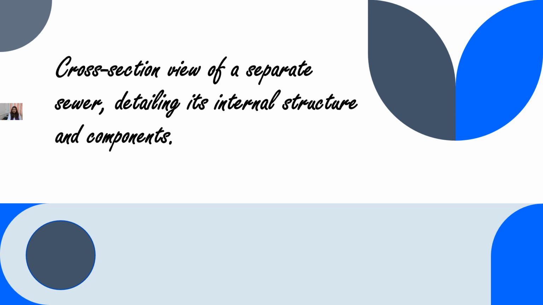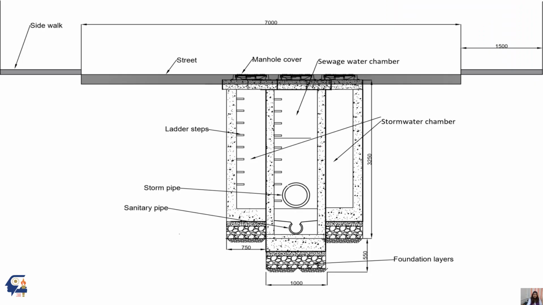Next we have to understand the cross-section view of a separate sewer, in terms of understanding the internal and the external components. This is a cross-sectional view for a separate drain. As we were studying in the conveyor systems, there are three types of sewers: partial, combined and separate. So this is a cross section for a separate sewer.